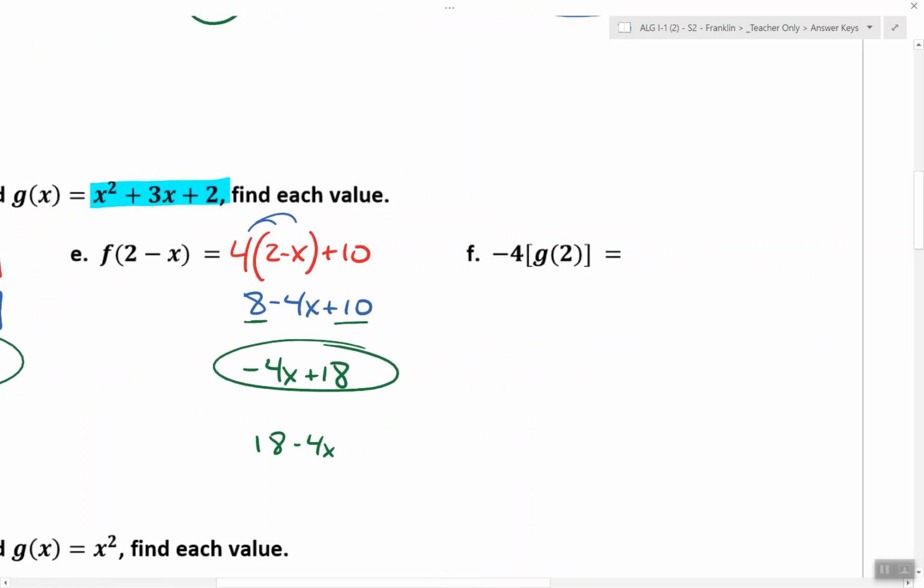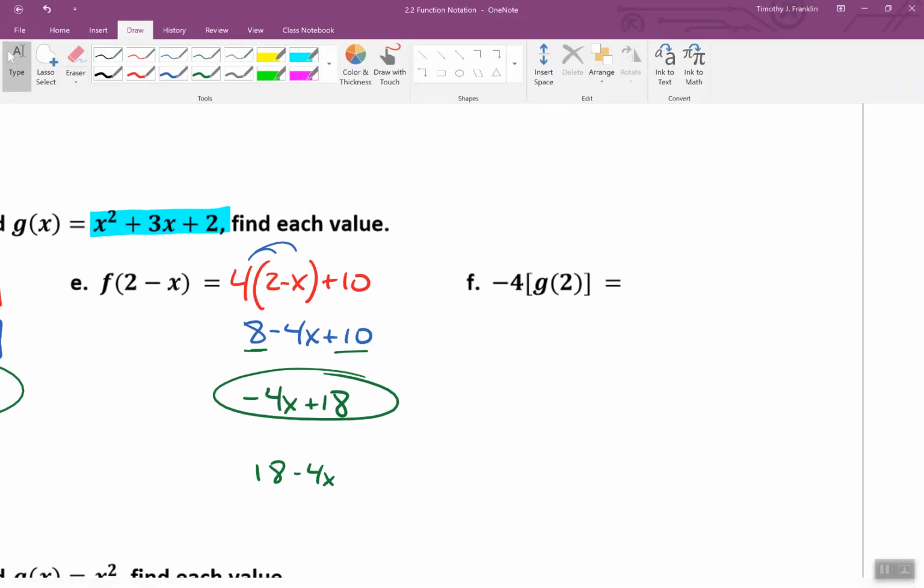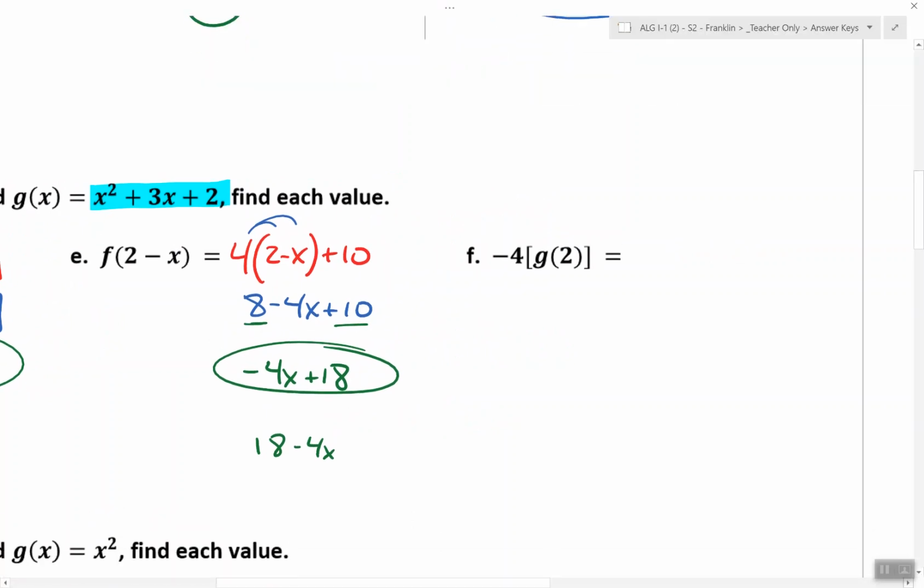One more here. Back to the g of x function, which is x squared plus 3x plus 2. And we're going to input 2 for x, and everything is going to get multiplied by negative 4. We'll put that negative 4 out here. And then I'm going to write the g of x function, x squared plus 3x plus 2. But every time I see an x, I'll instead write a 2. So 2 squared plus 3 times 2 plus 2.